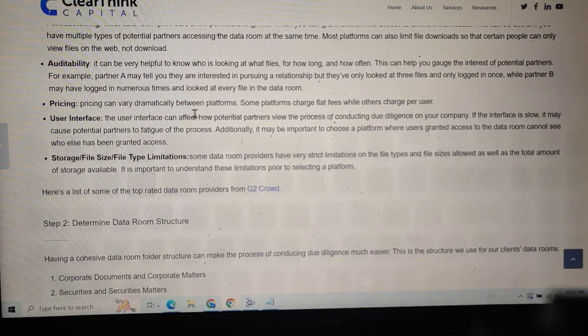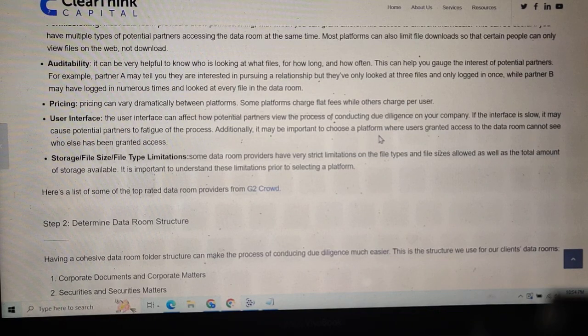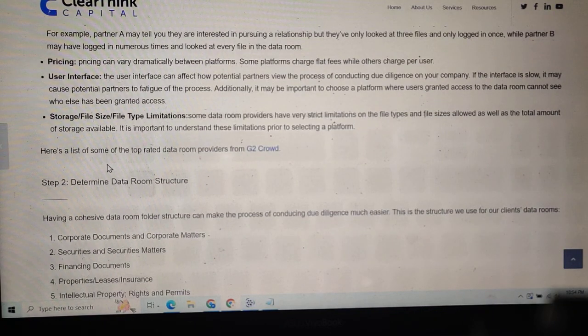Pricing can vary between platforms. Some platforms charge flat fees, while others charge per user. The user interface can affect how potential partners view the process and their deadlines. If the interface is slow, it may also cause potential partners to delay their process. Additionally, it may be important to choose a platform where users granted access to the data room cannot see who else has been granted access.